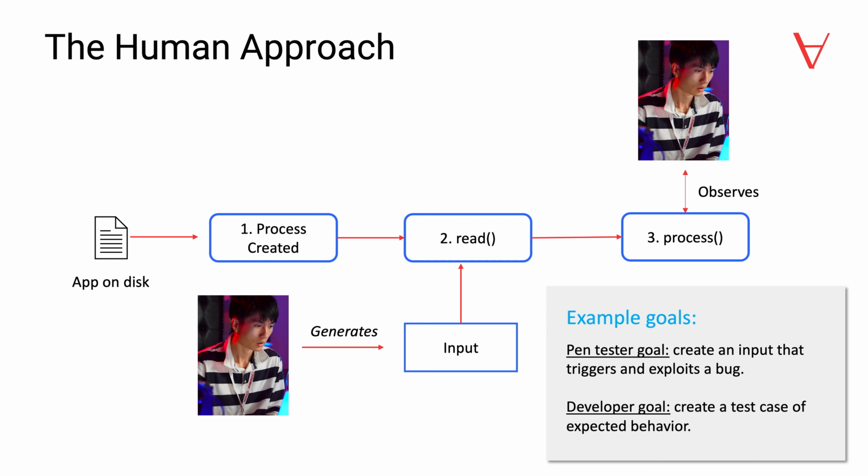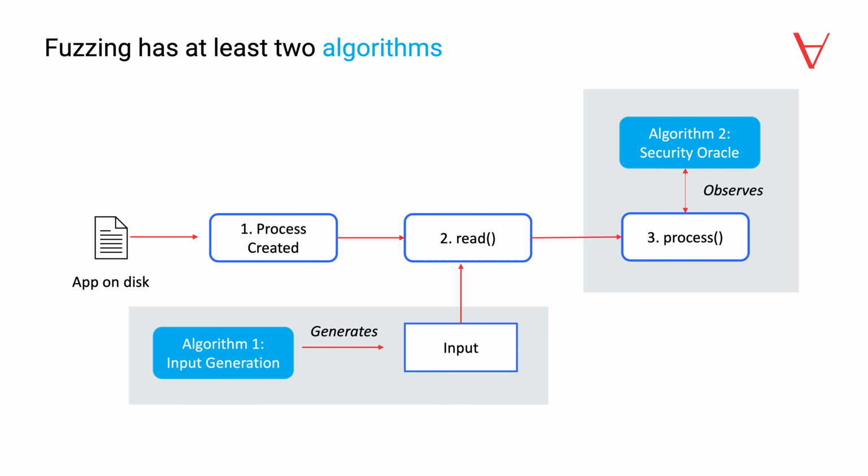What a fuzzer is trying to do is really replace the human. And so a fuzzer has at least two algorithms. The first algorithm, the input generation algorithm, is going to automatically come up with inputs to give to the program. The second algorithm is what I call an oracle. And the job of the oracle is to monitor execution, decide whether the program has gone wrong or not. And at a high level, if a program reads an input and it never goes wrong, we say the input is good, else we say it's bad.